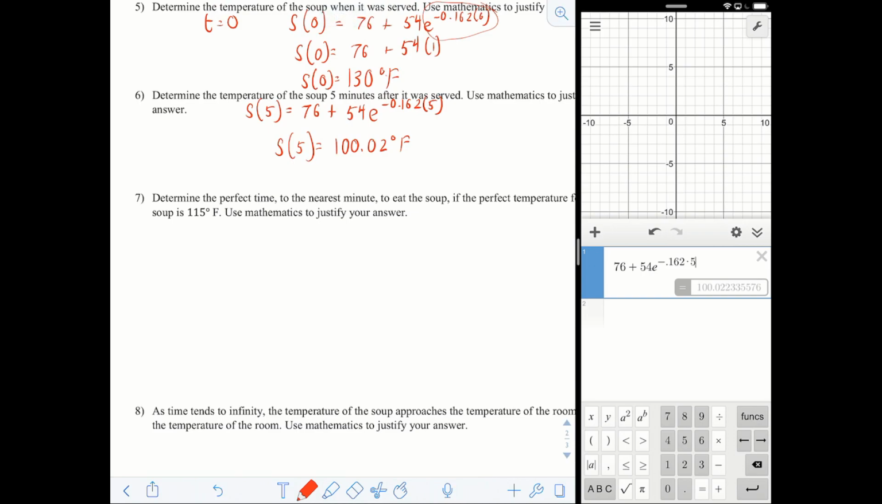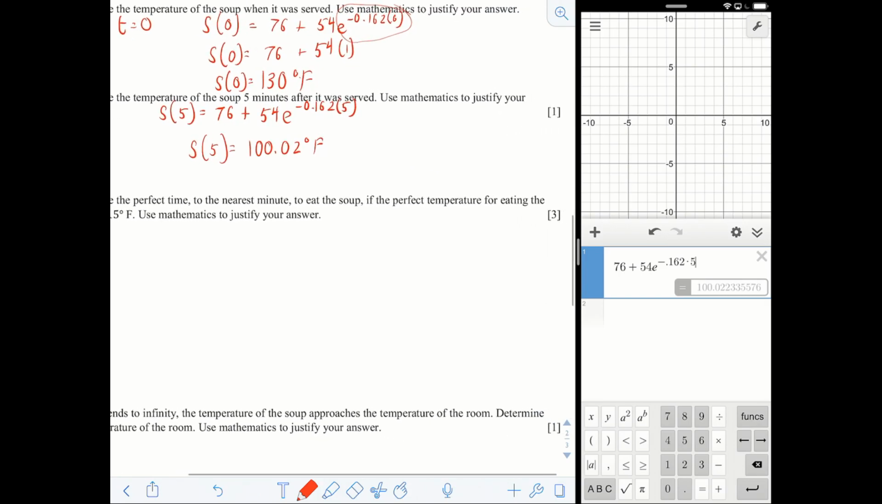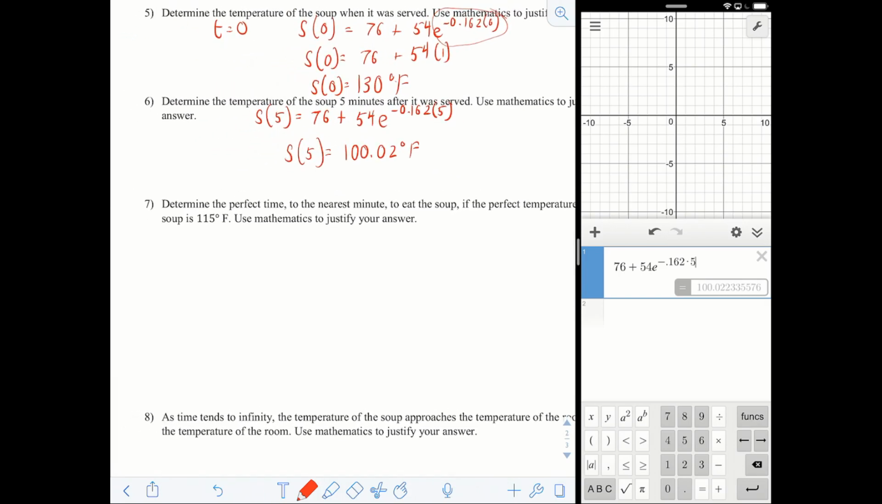It says determine the perfect time, to the nearest minute, to eat the soup if the perfect temperature to eat it is 115 degrees. Now we have some understanding that at 0 minutes it's 130 degrees, and at 5 minutes it's going to be 100 degrees. So we know that the specific time is going to be between 0 and 5. The only way to actually do this is by graphing this equation. So y equals, and then instead of using 5, I'm going to use x.